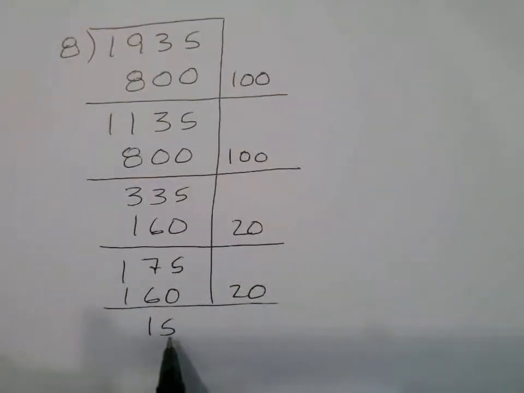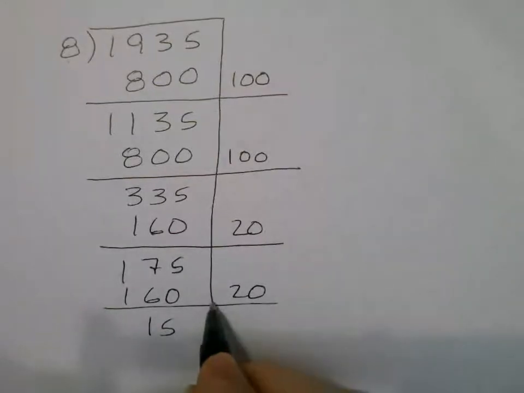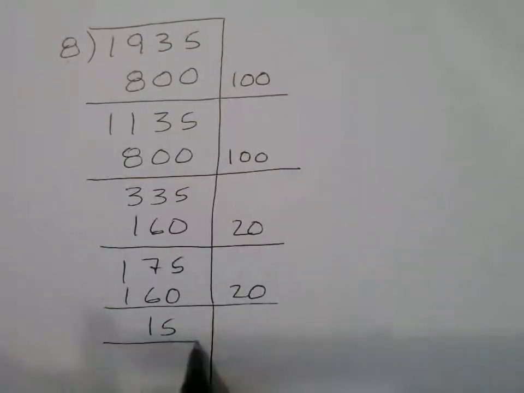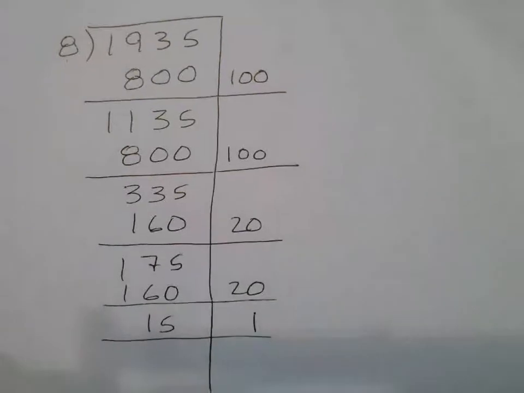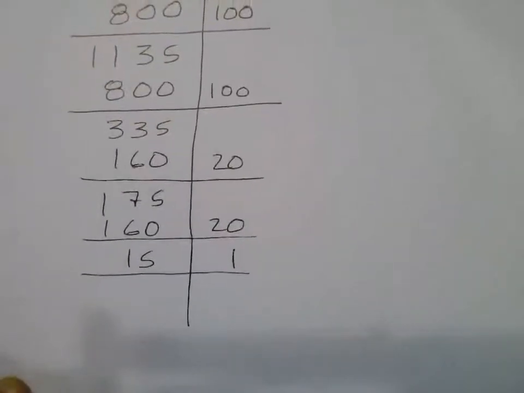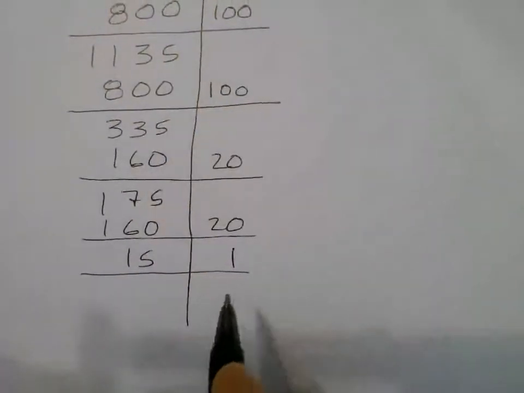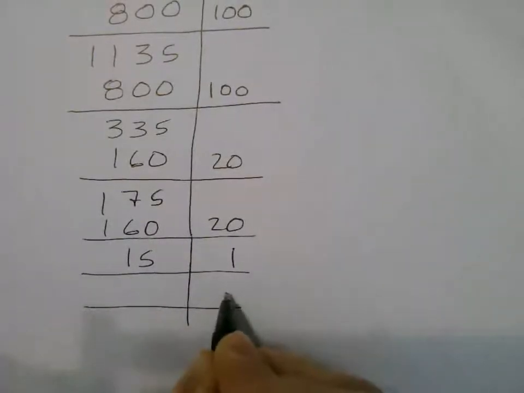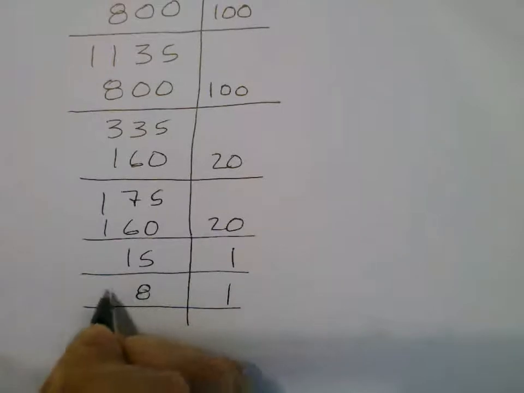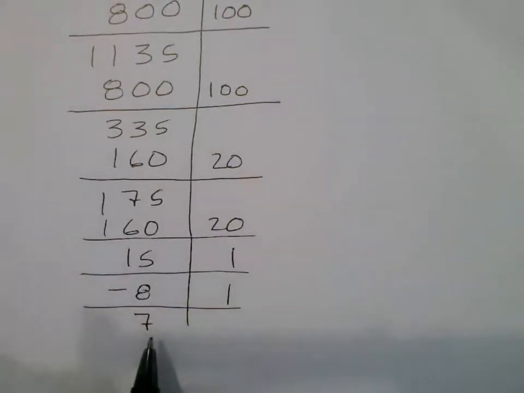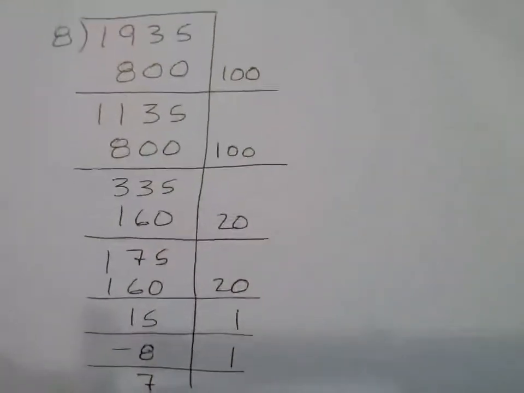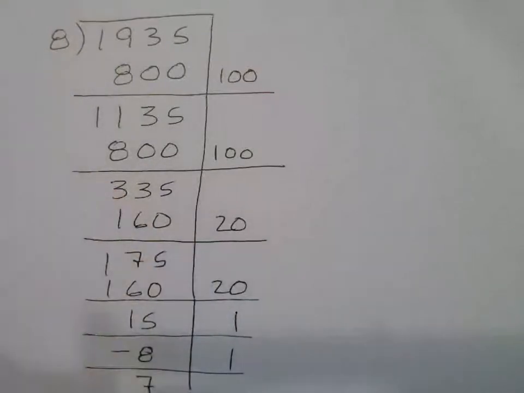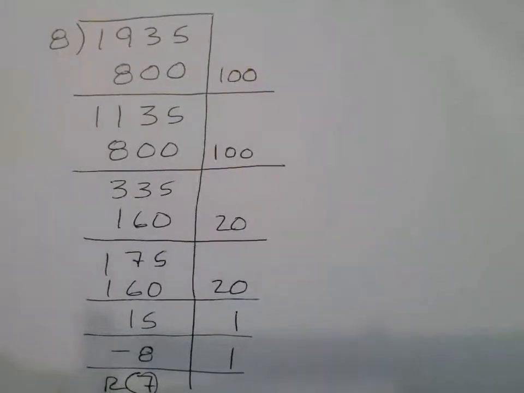Well, 8 times 2 is 16, but that's too much. So I'm only going to be able to fit one more 8 in there. This is really good if you keep your columns nice and lined up. Maybe I'll leave room for my 8 that I'm subtracting. 7, well, that's less than the thing that I'm dividing by. That's less than 8. So that tells me I'm done, and that's going to be my remainder.